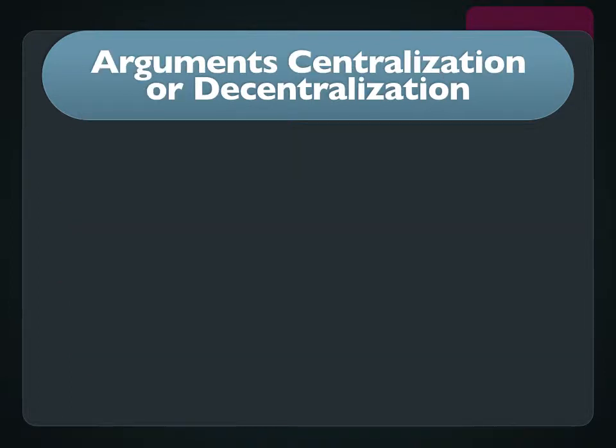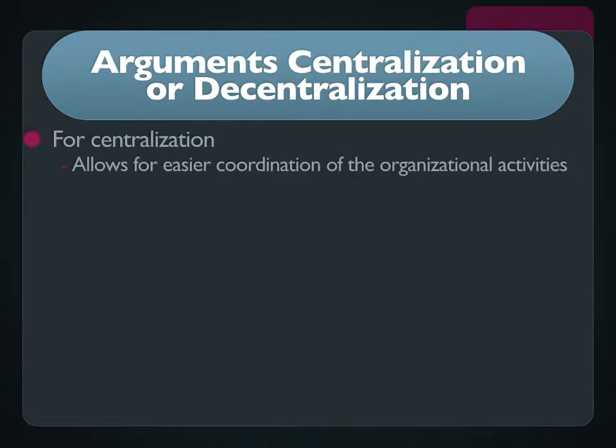So the arguments for centralization or decentralization, and we've kind of touched on these a little bit, but for centralization, one of the big benefits is that it allows for easier coordination of organizational activities. And so if a crisis occurs, one of the things that we'll often hear is that employees are told to direct any inquiries from the media and the public to the public information officer. And the reason for that is to allow for this coordination, to make sure that there's one message being sent, or one idea being transmitted.